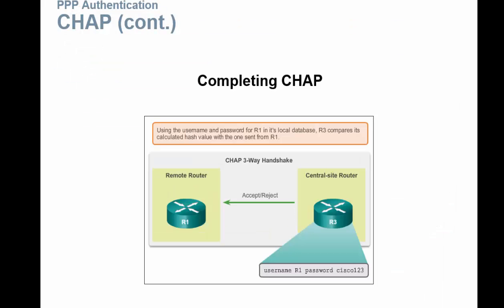So once router 1 sends back its username and its hash value, then using the username and password that R1 sent it, R3 compares the calculated hash value with the one that was sent by R1. So then it accepts it and acknowledges that it was correct, or it will reject it if it does not meet that hash.